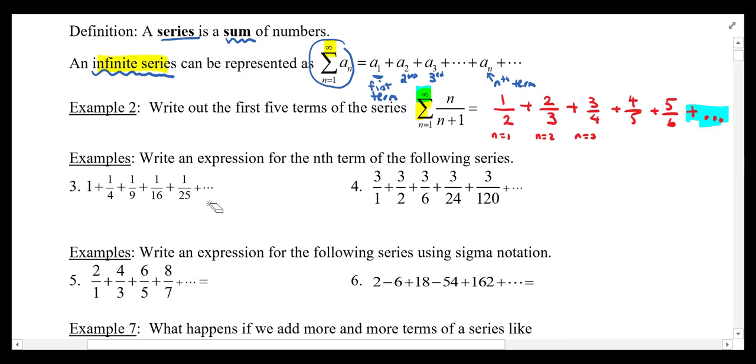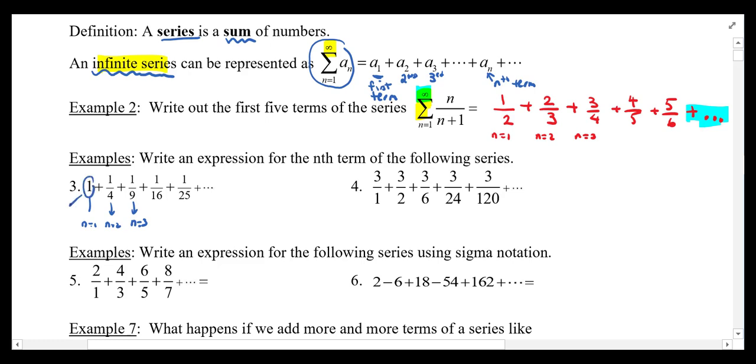So just looking at the terms, can you come up with an expression that describes each of the terms? So you think about this, this would be n equals 1. And this here is n equals 2. And this here is n equals 3. And do you see anything interesting about those numbers in the denominator?